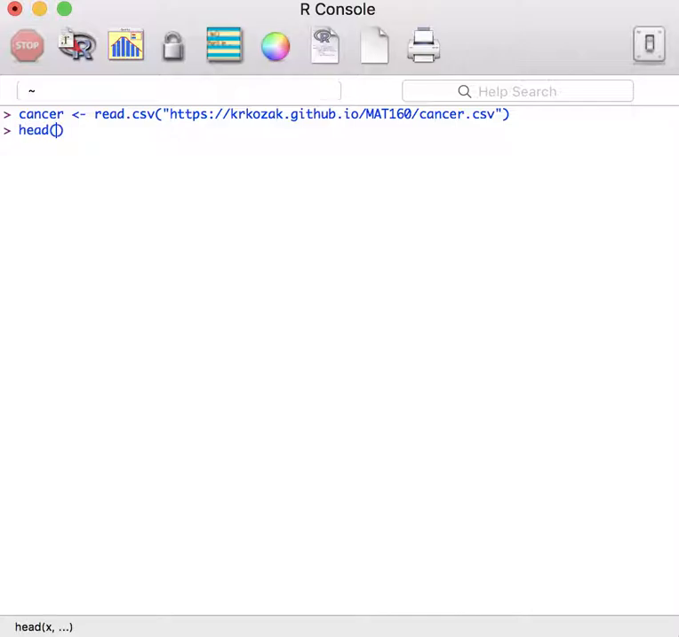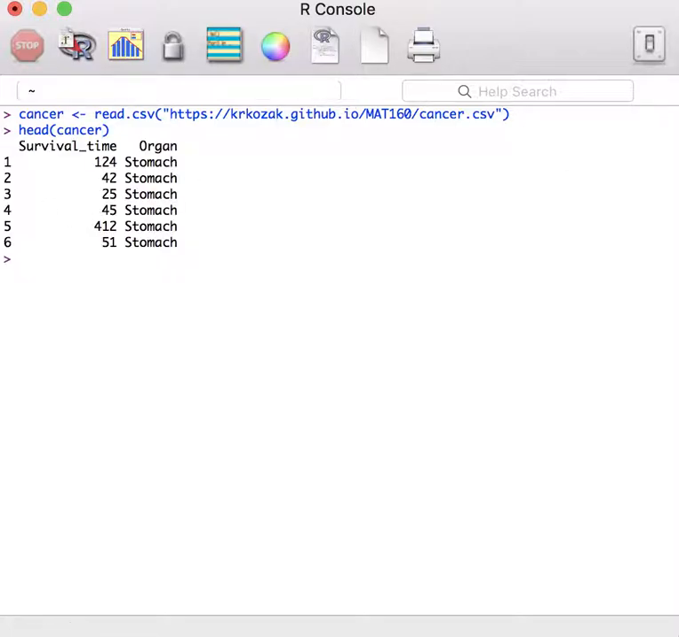Again, it's a good idea to look at what the data looks like. So if you do a head, it'll show you all the variables and the first few data values. So this is case 1. It has a survival time of 124, and this person had stomach cancer, and so forth. So you can see what the variable survival time is actually typed in as, and what organ is. Make sure you use exactly these when you're going to do the work.